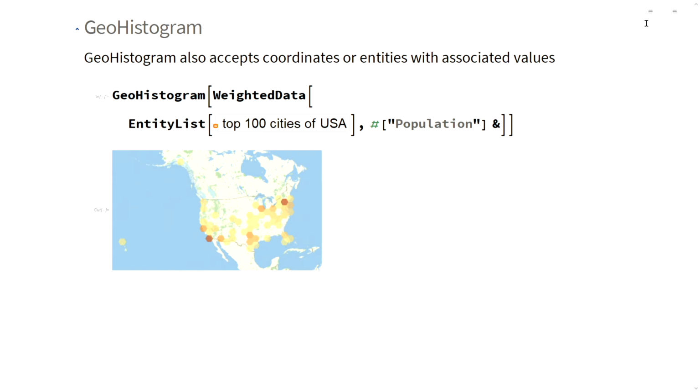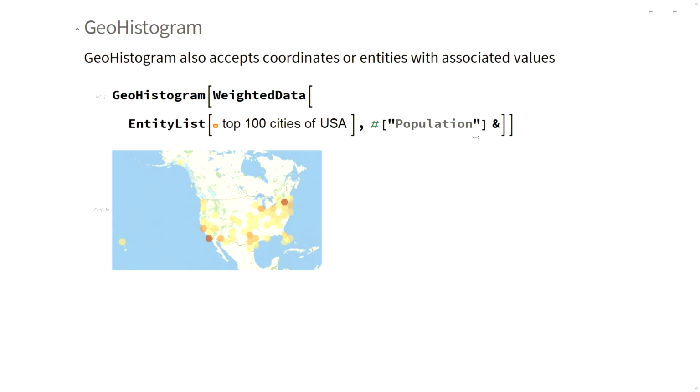We are back to geohistogram, but now we are using coordinates associated with values. In this case, we are now associating the top 100 cities of the USA with their population. Now we are using weighted data. We can use many different kinds of specifications for the input. In this case, we're using weighted data. Now we can see that the population in this area is not that big as the population in this area, right?